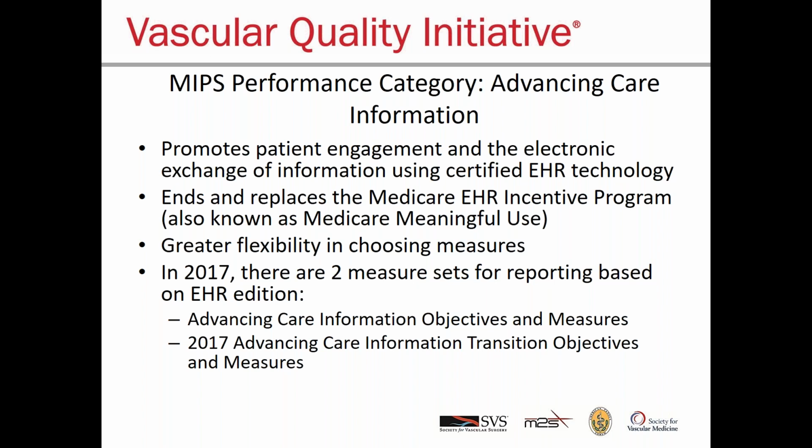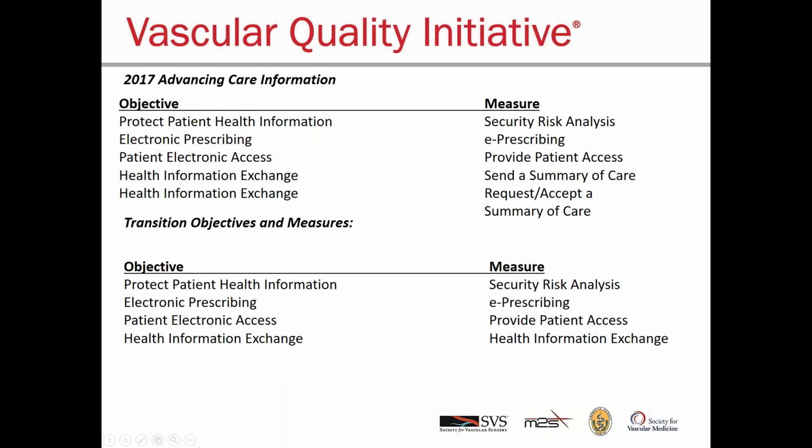Then we have advancing care information, which, as I mentioned, is our electronic health record, the old meaningful use program. There are two sets of measures that you can do here, depending on what year your EHR program is certified to. There are things you've already been doing if you've been doing meaningful use of electronic health records, right? So one of the objectives, if you're doing the 5 measures, is patient health information. The measure is that you perform a security risk analysis on your EHR system. Electronic prescribing, the measure is that you actively do e-prescribing.